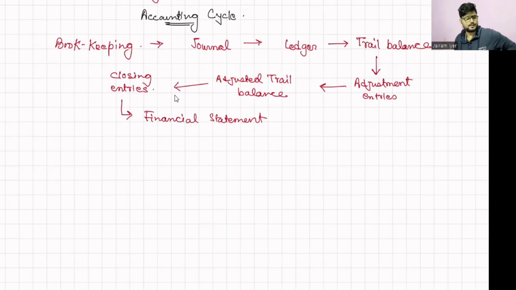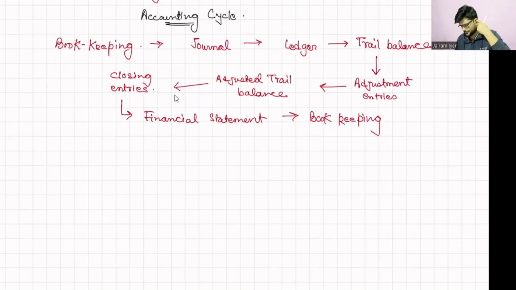Do you all agree with it? Now, if you put them in a cycle, it's tough for me to draw a circle, so I did it in this way. And after financial statement, again for the next year, bookkeeping will begin, and after that again journal, ledger, trial balance. Each and every word that I have written, is it clear to you or not? Clear, sir.